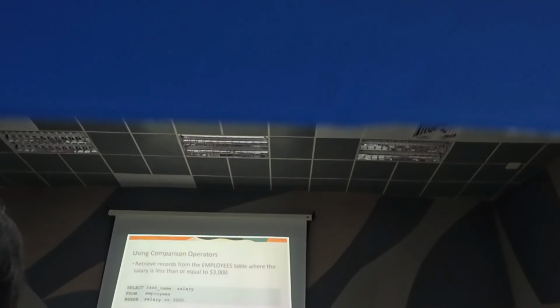Let's see the example. Select last_name, comma, salary from employees where salary less than or equal to 3000, semicolon. That means 3,000 or below. Does it include 3,000? Yes. So 3,000 and below. You see the answer: 2,600, 2,500, all less than or equal.